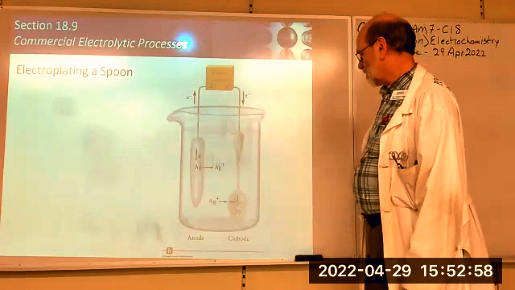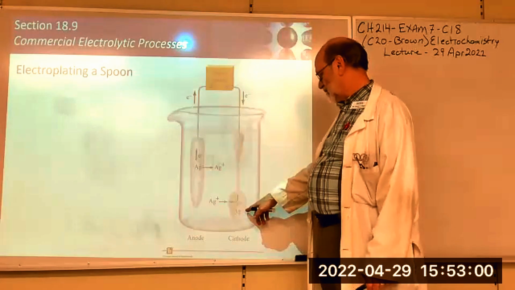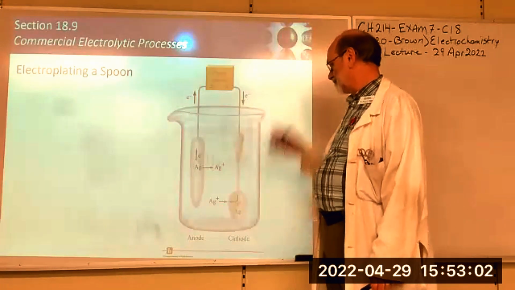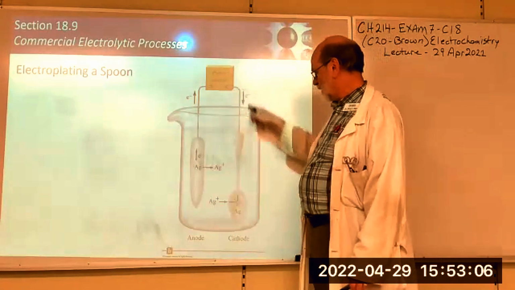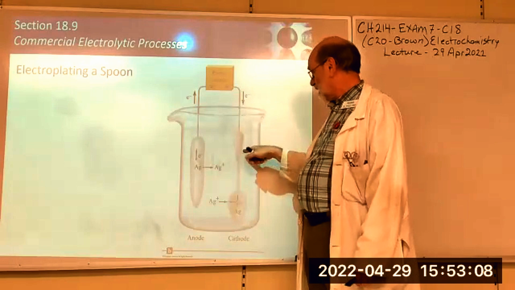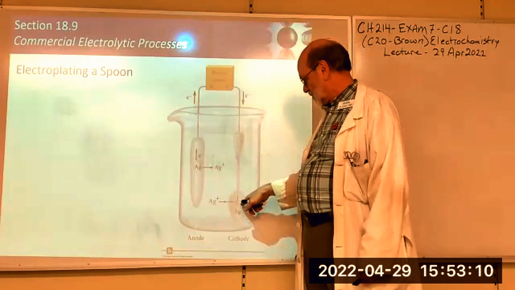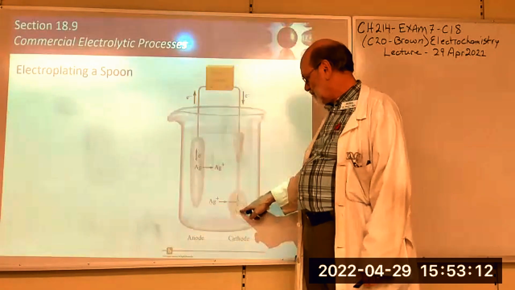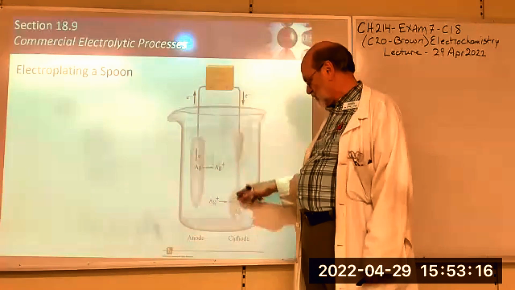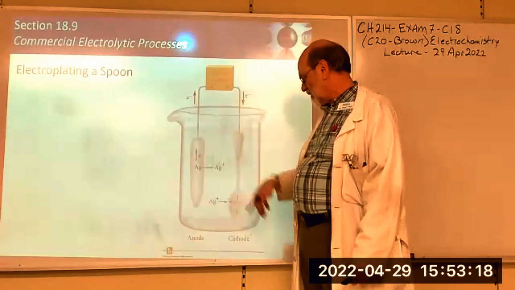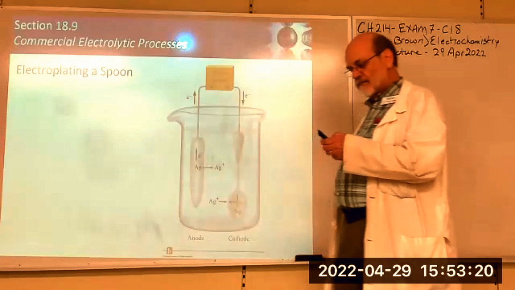You can electroplate your silverware. Just be sure to run the electricity through, forcing the electrons into your spoons or your flatware, and you can replate them.